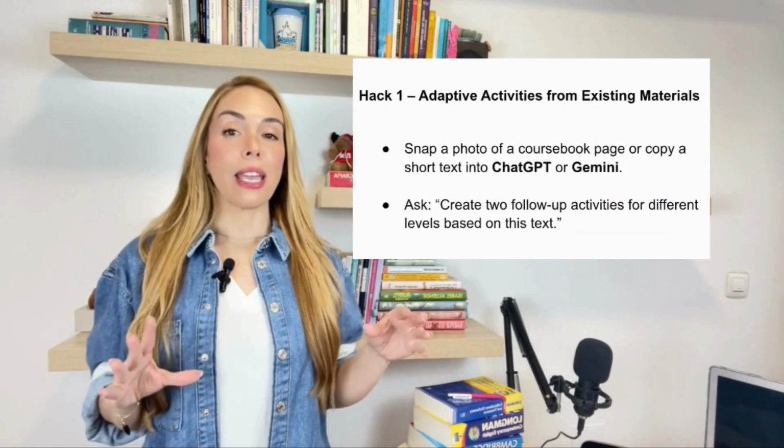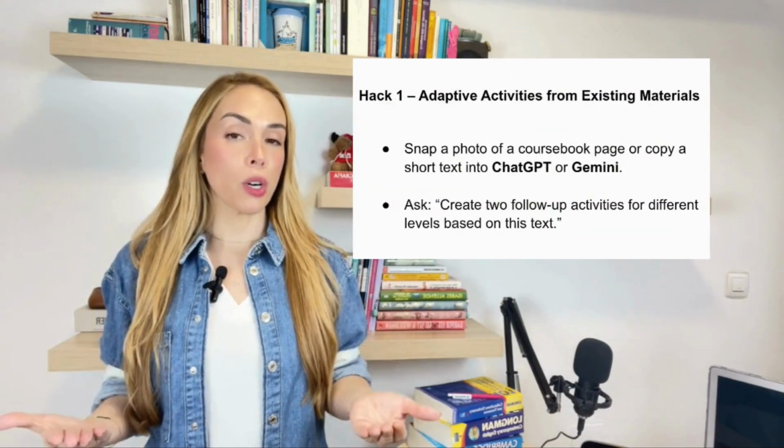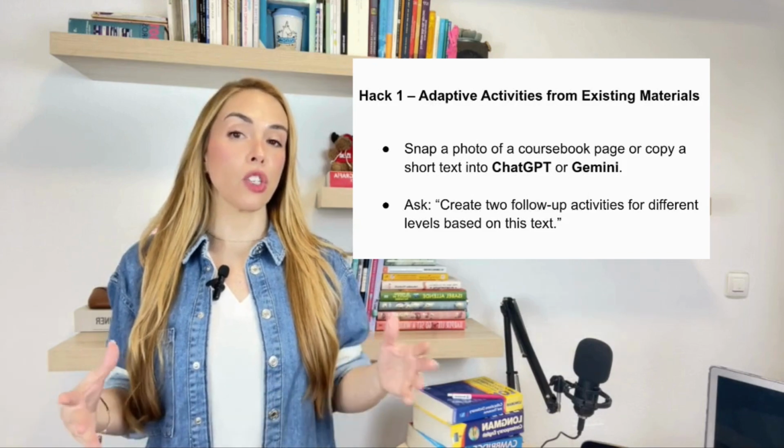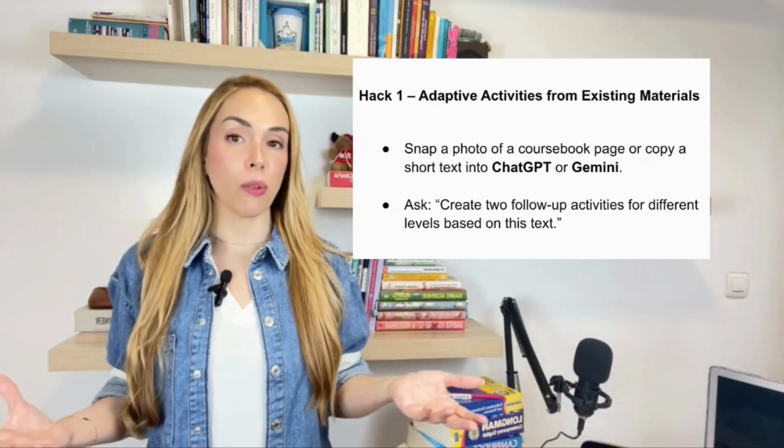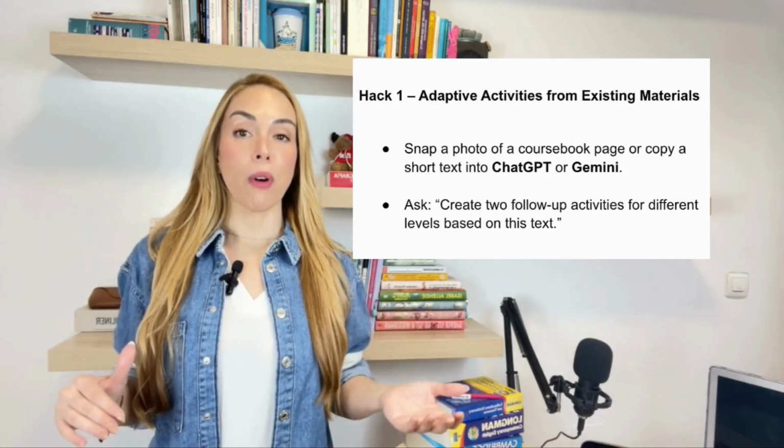Mixed abilities is the norm in ESL. And most of us don't start from scratch anyway. We already have a text, a unit, or a guide. And here's where AI helps. Snap a photo of a coursebook page or copy a short text into ChatGPT or Gemini or your favorite large language model. Ask the following prompt.